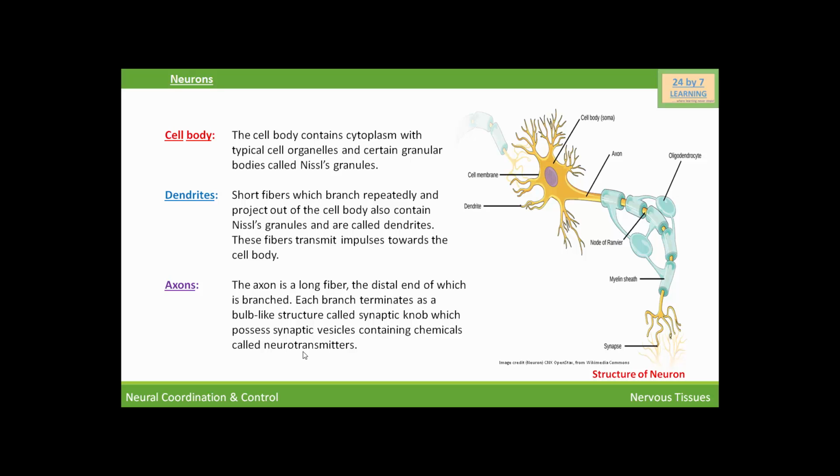Axons provide length to the neuron. Each neuron has a single axon. Axon is very important because it propagates impulses down from the cell body. An impulse is transmitted through synapses into the next neuron. So this is all about neurons.